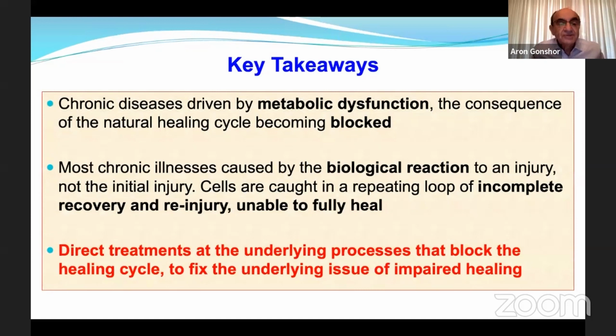So what are the key takeaways? Chronic disease is driven by metabolic dysfunction, which is a consequence of the natural healing cycle becoming blocked. And most chronic illnesses are caused by the biological reaction to an injury, not the initial injury. It's what happens after. And if the cells get caught in a repeating loop of incomplete recovery and re-injury, then they're unable to fully heal. They can't recover. So what you want to do is direct your treatments at the underlying processes that are blocking the healing cycle.